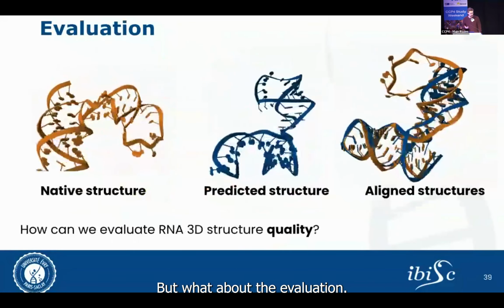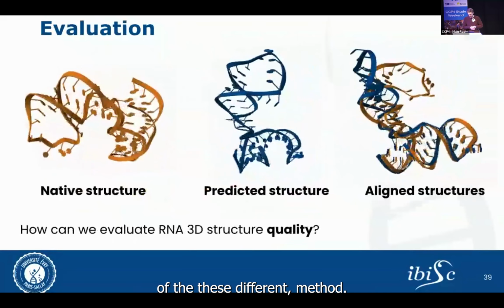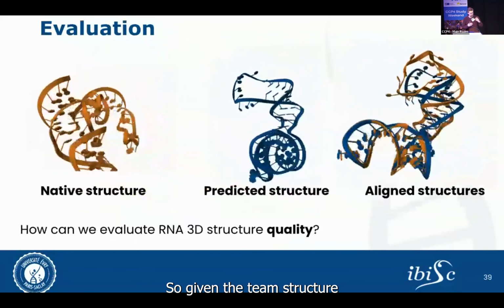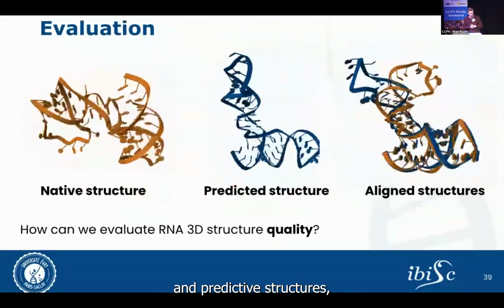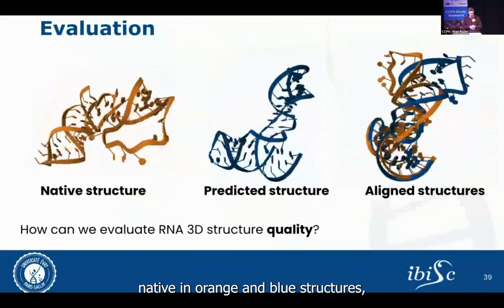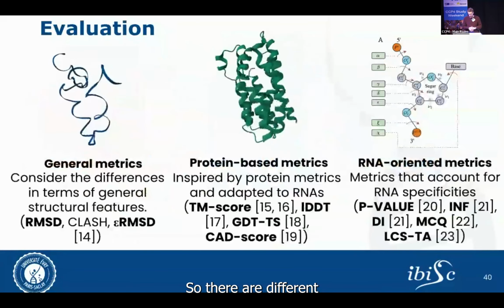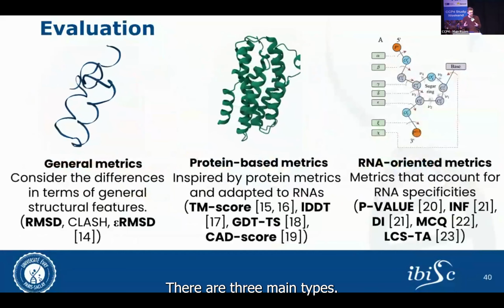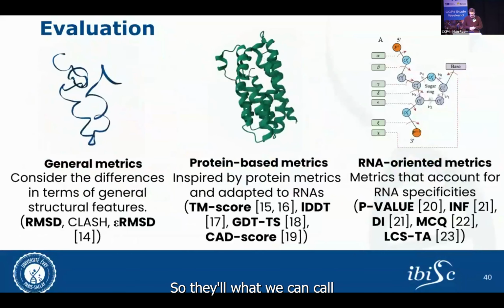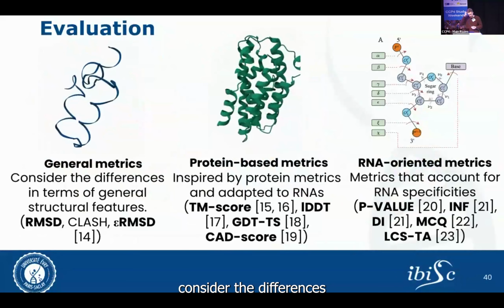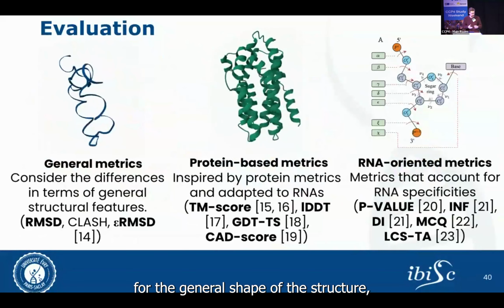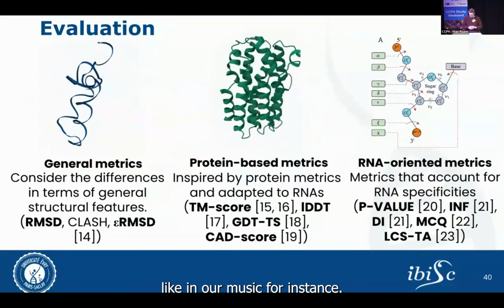But what about the evaluation? How can we evaluate the predictions of these different methods? Given native structures in orange and predicted structures in blue, how can we assess the structural quality? There are different types of approaches, 3 main types. There are what we can call the general metrics, which consider the differences in the general shape of the structure, like LRMSD, for instance.